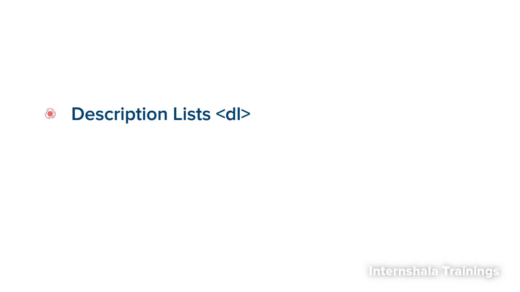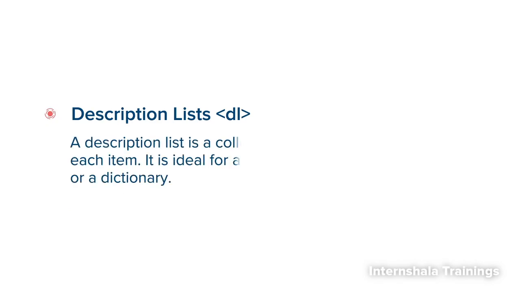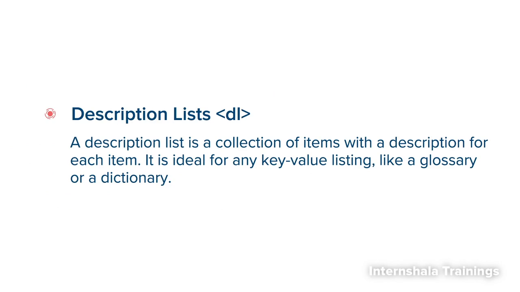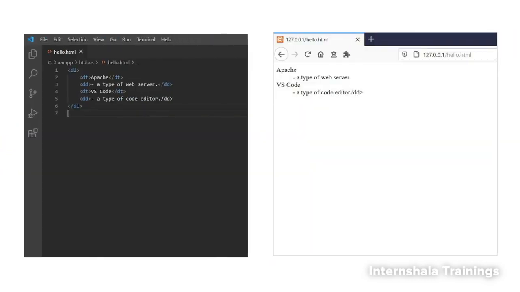Next, we will discuss the description list HTML tag. A description list is a collection of items with a description for each item. It is ideal for any key value listing like a grocery list or a dictionary. Let's have a look at this HTML code where we have used the DL HTML tag and its response in the browser. Here, you can see we have used three new HTML tags, that is DL, DT and DD. The DL tag is used to create a description list.